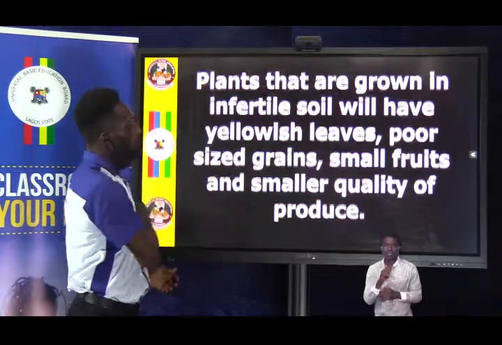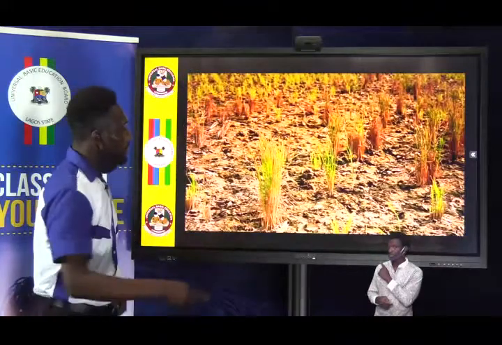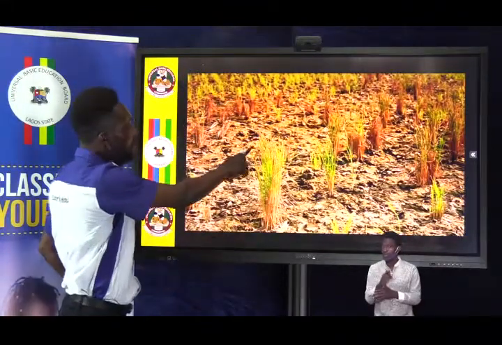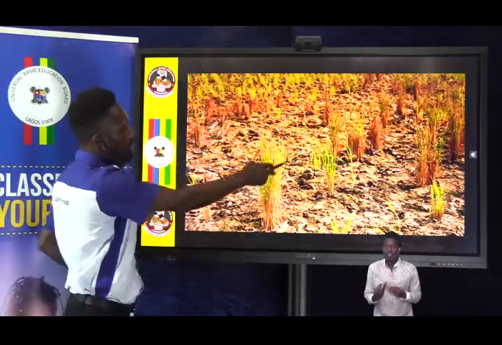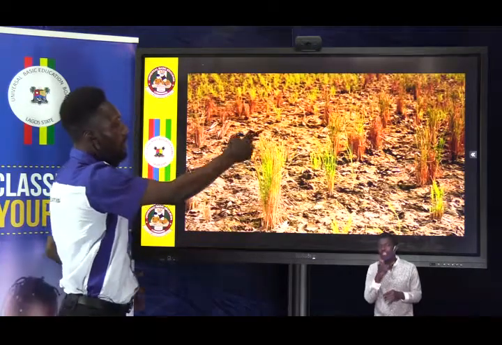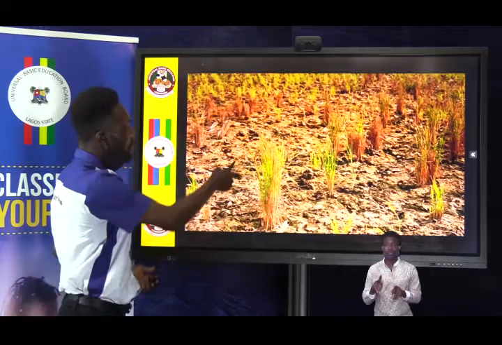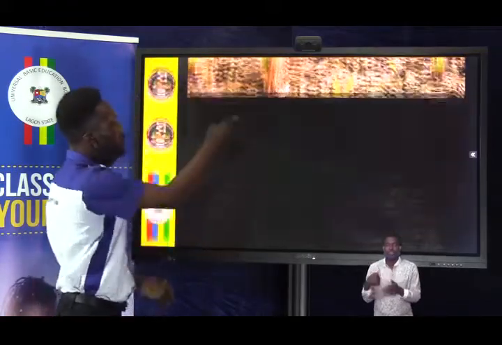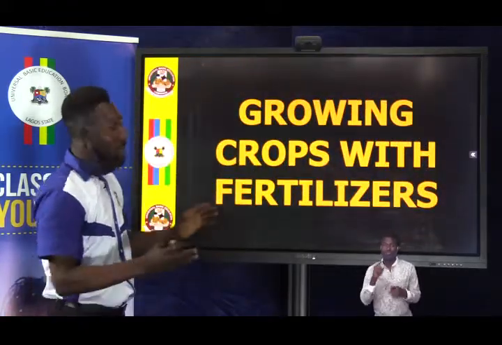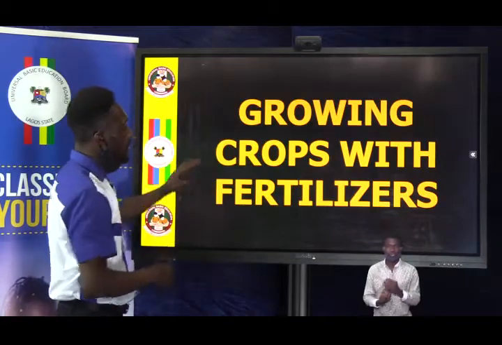I will show you the picture of what I'm talking about here. Look at it here. This is a typical example of infertile soil. You can see the yellowish leaves, and they will not have a larger quantity of produce from this. So we need to do something about that. That's where fertilizer comes in. We'll still talk about that.